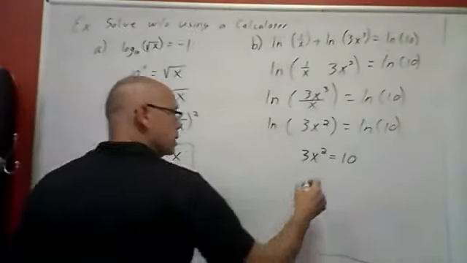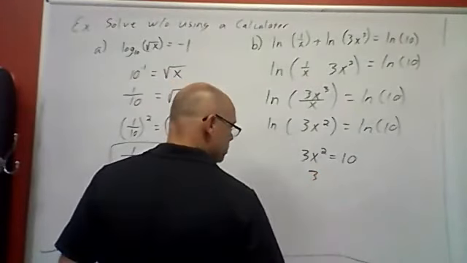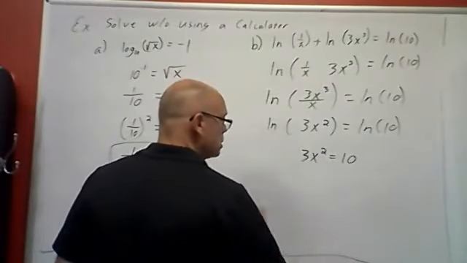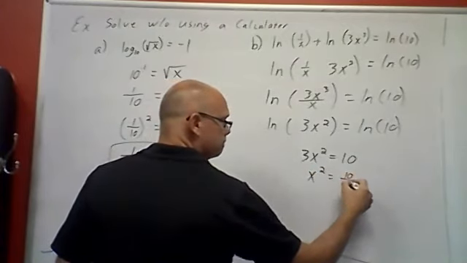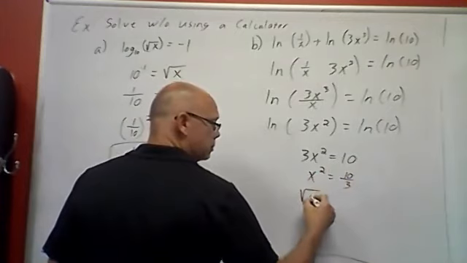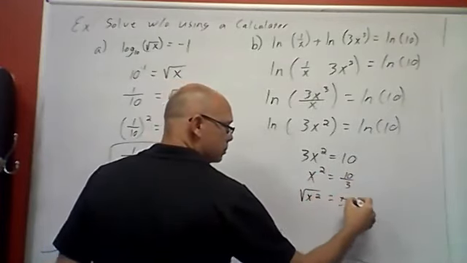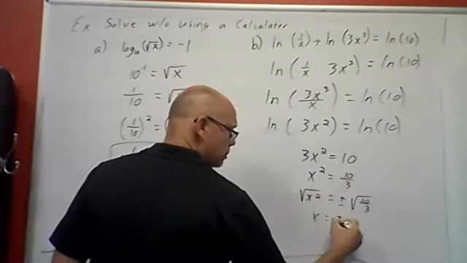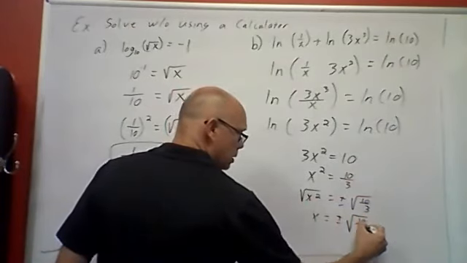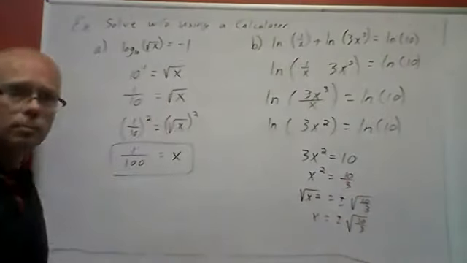Now we know how to solve this. X squared is equal to 10/3. Take the square root of both sides. And we get x is equal to plus or minus the square root of 10/3, right?